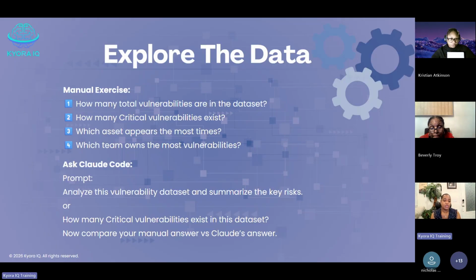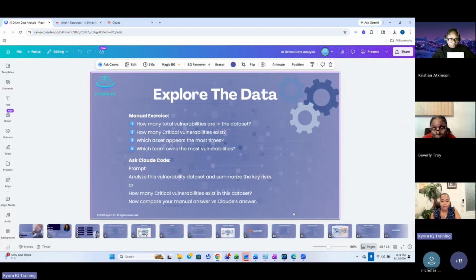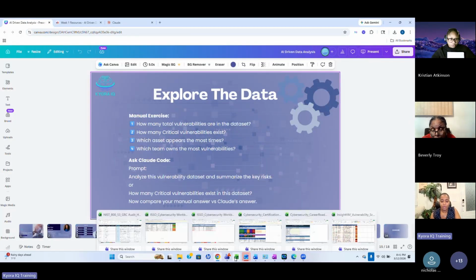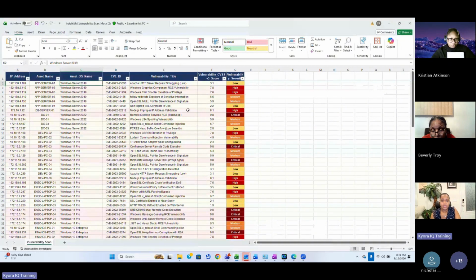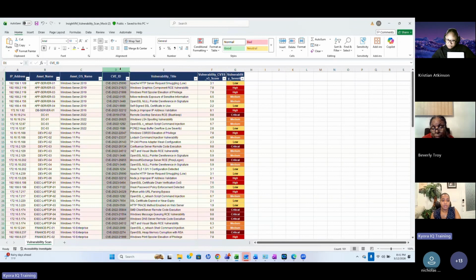One of the first questions that we're going to ask is how many total vulnerabilities are in the data set? When you look at the report, sometimes these CVE, this column here, can be duplicates, but it's going to count how many vulnerabilities.